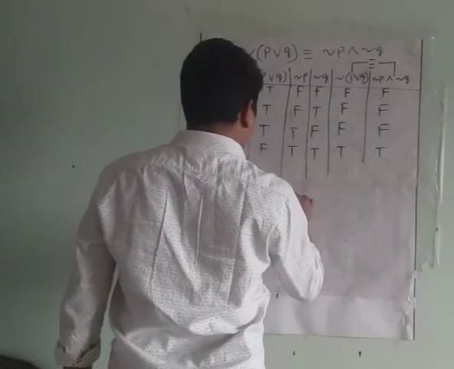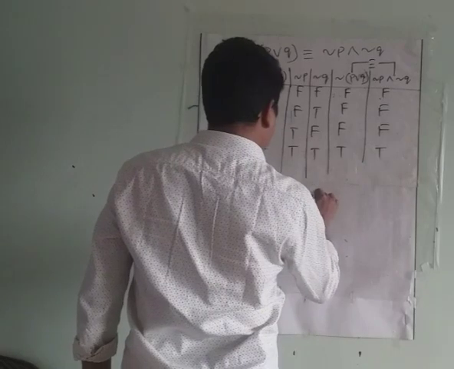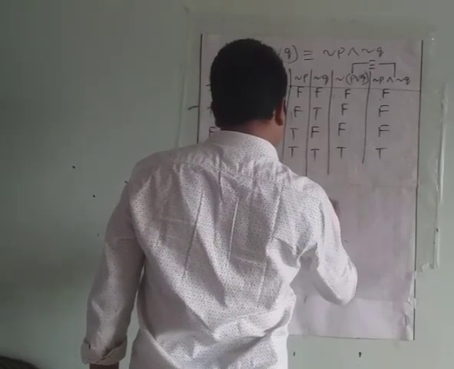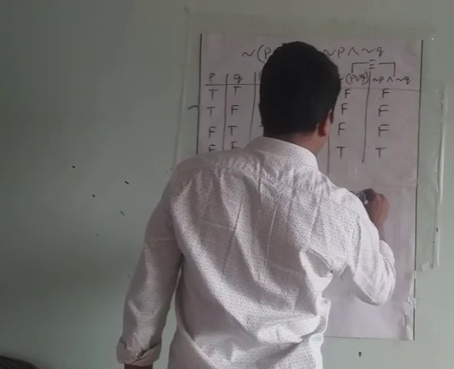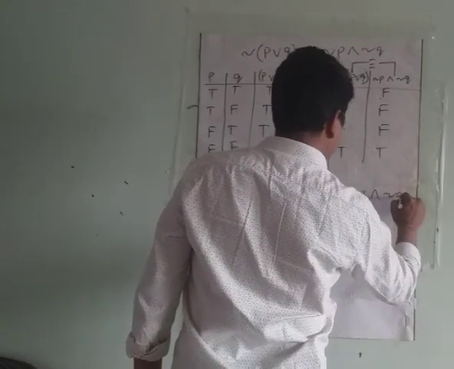Therefore, negation of (P disjunction Q) is equivalent to negation of P conjunction negation of Q.